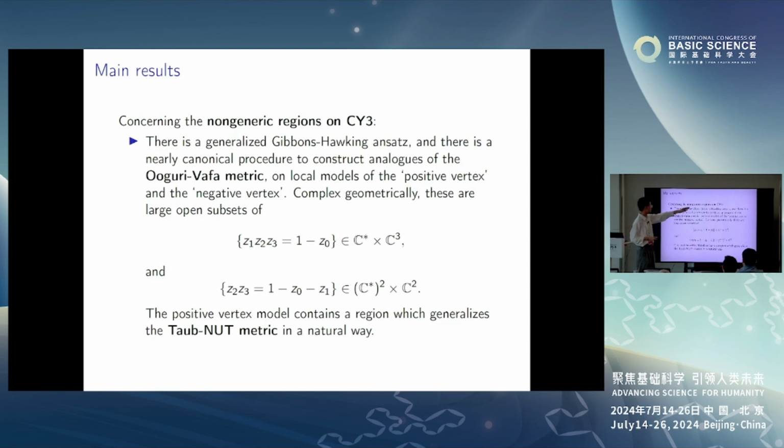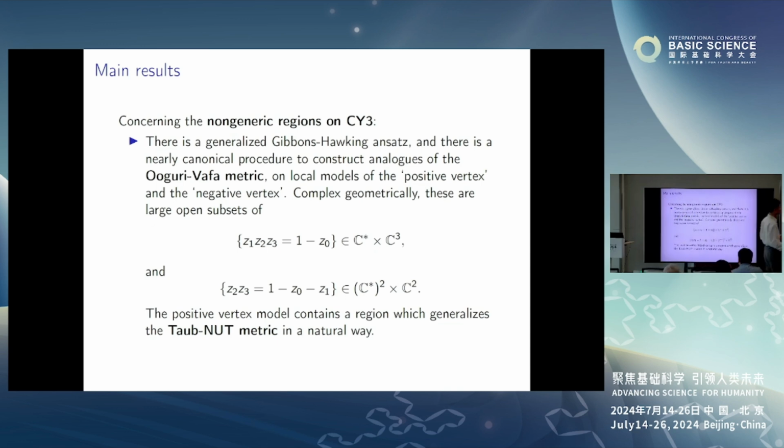So it's mostly about trying to generalize what happens in those complex two-dimensional examples. So the upshot is that in complex dimension 3, you can produce the analogs of the Ooguri-Vafa and the Taub-NUT metric on some local models known as positive vertex and negative vertex. Now, it's probably worth taking a while explaining where this terminology comes from.